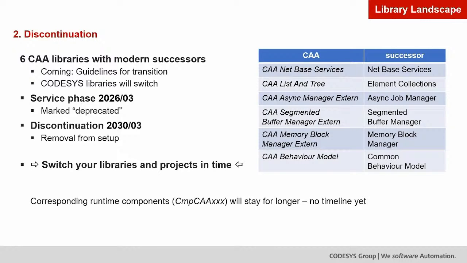Then there are 6 CAA libraries which have a modern successor: the net-based services, the list and tree, async manager, segmented buffer manager, memory block manager, and behavior model. There will be a guideline for transition to the successors, and all CODESYS libraries will switch. The service phase will be entered in 2 years. They will be marked as deprecated. In 2030, they will be completely discontinued and removed from the setup. You should switch your libraries and projects in time. The corresponding runtime components will be there for longer. There's no timeline yet for their discontinuation.